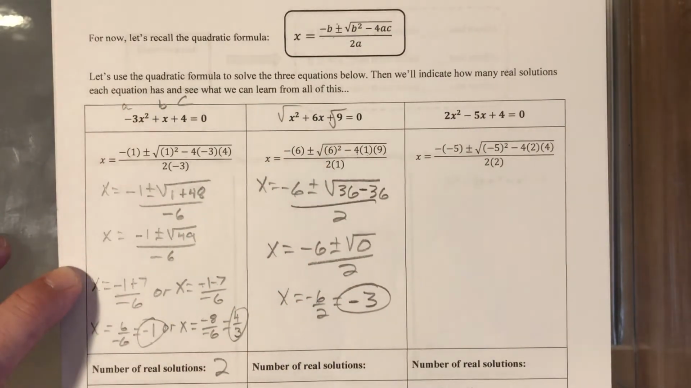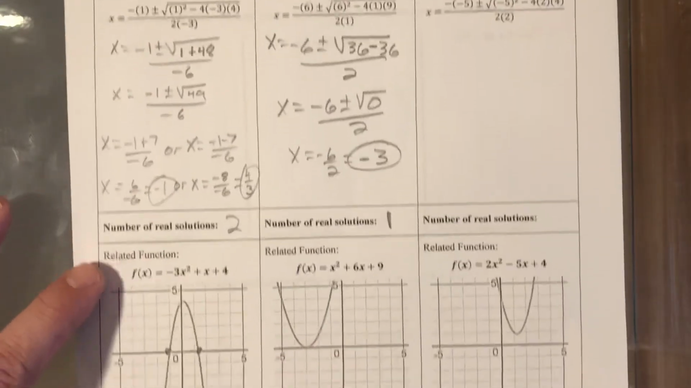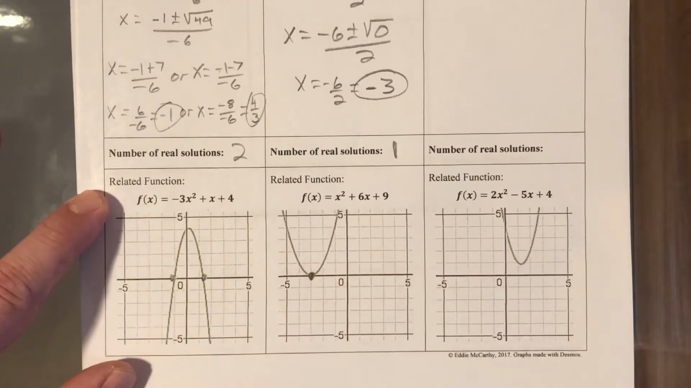And if you were to factor it, it would be x plus 3 squared equals 0. And the only thing that you could plug in there to make it equal to 0 is negative 3. So it only has one solution. So the number of real solutions is 1. It's negative 3. And if I look at the graph, I notice that it only touches the x-axis once, and that's at negative 3. Okay?